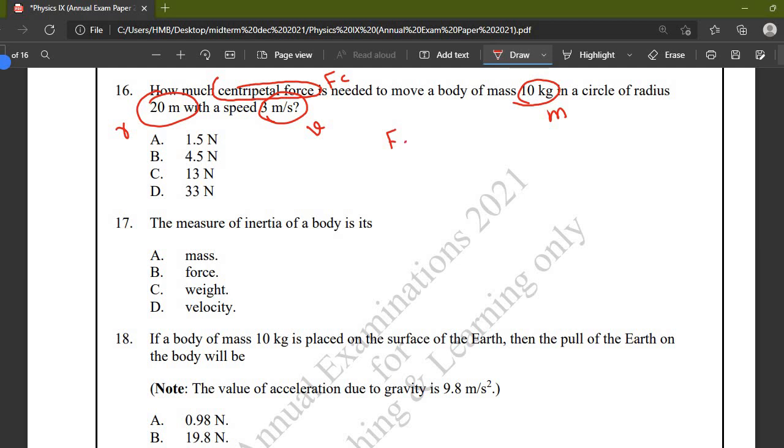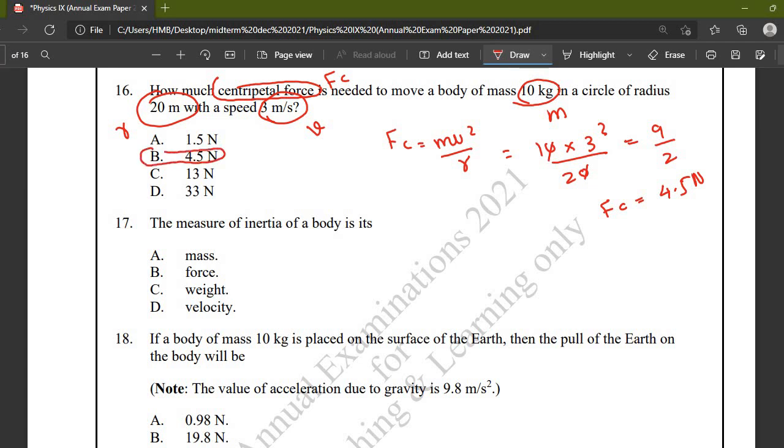So this question is simple, Fc equals mv square over r. So mass is 10, velocity is 3 square and the radius is 20 meters. So this 0 and this 0 will be cancelled out. 3 square is 9, divided by 2. So centripetal force will become 4.5 newtons. So we have got the right answer, that is option B, 4.5.